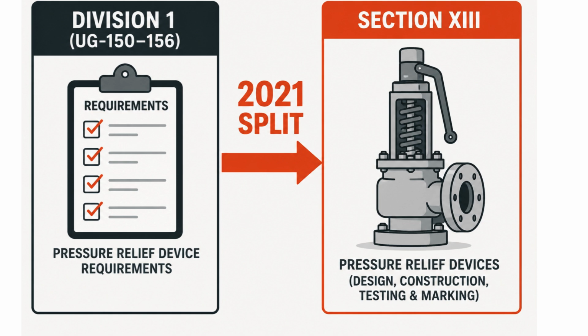First, a numbering note that trips people up. This used to be UG-125 through UG-140. Back in the 2021 edition, the actual design and certification of relief devices moved out of Division 1 entirely, into a dedicated code, Section XIII. What's left in UG-150 through UG-156 is Division 1's side of the relationship. When you need overpressure protection, how much capacity you need, and how it gets installed. The devices themselves are now Section XIII's responsibility, start to finish.